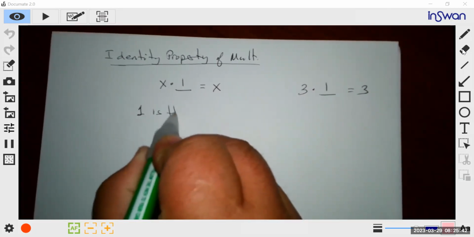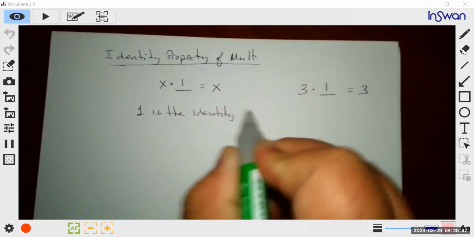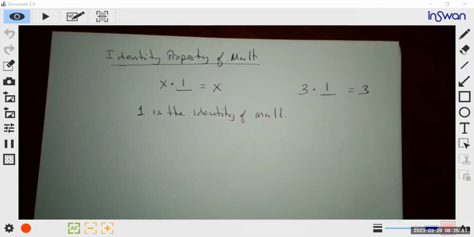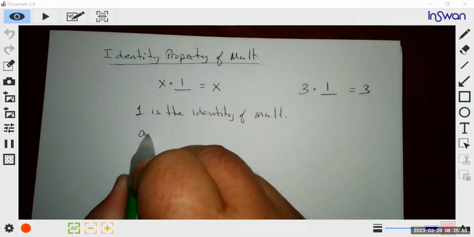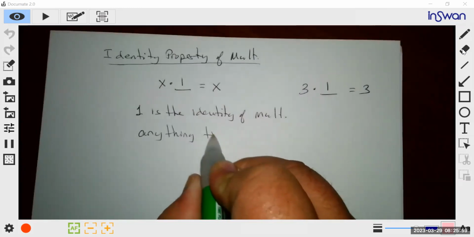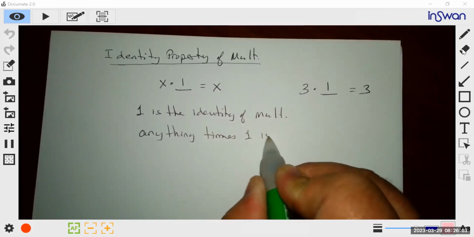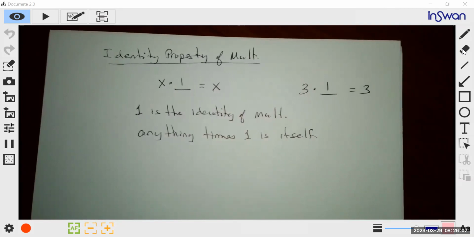1 is the identity of multiplication. Anything times 1 is itself. Anything times 1 is itself. It doesn't change.